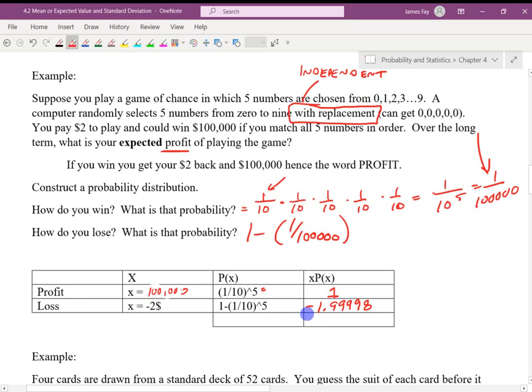So remember what expected mean is. Expected mean, or expected value, E of x, that is also mu, which was the sum of those 2 things. If I add those 2 things together, what do I get? This one's negative.